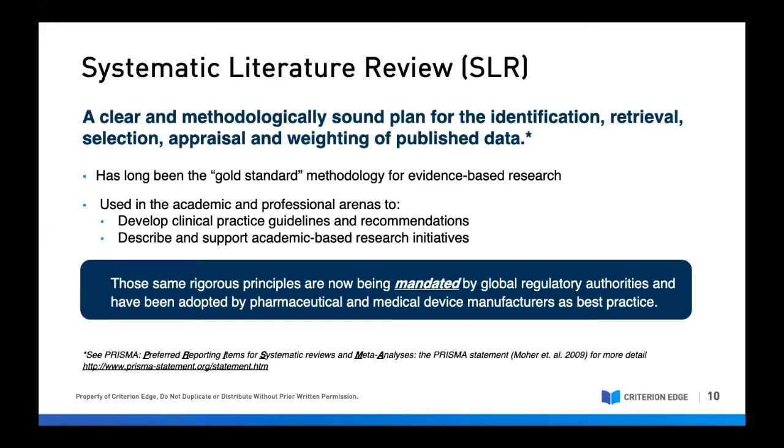At its core, the purpose of a systematic literature review is to ensure that you have identified all relevant scientific data using an unbiased and methodologically sound process. This is a good time to point out that this is not an optional exercise. Systematic literature review has long been considered the gold standard for evidence-based research, as you're all likely aware. That being said, while SLR is mandated as best practice, it can also be an extremely daunting process because this is not just simply a PubMed search.